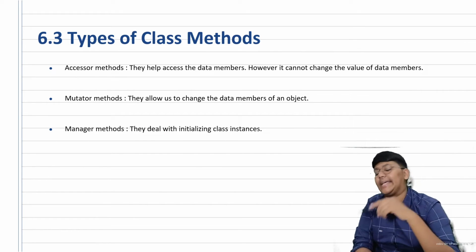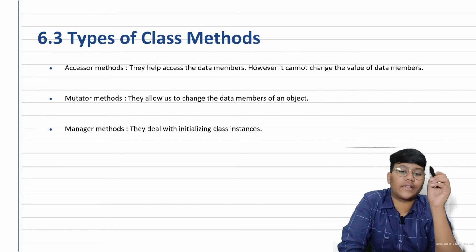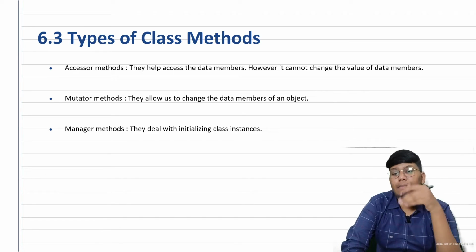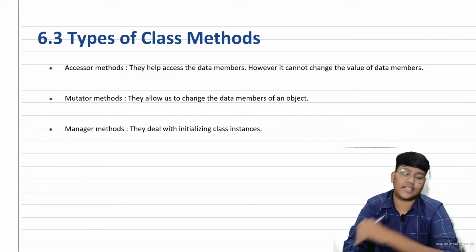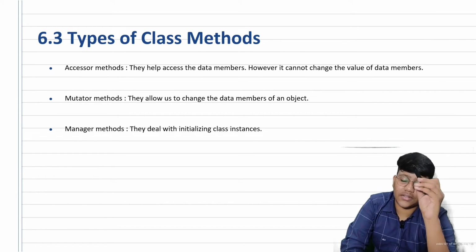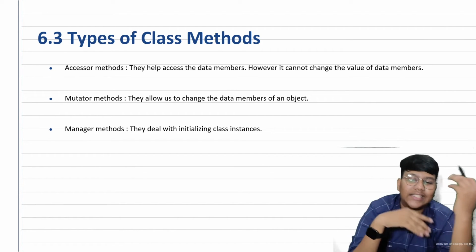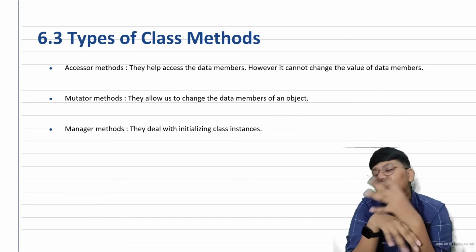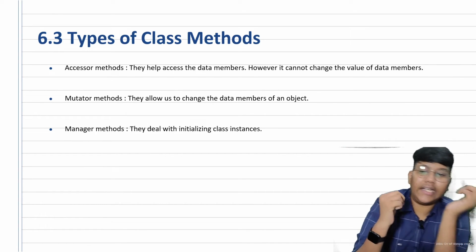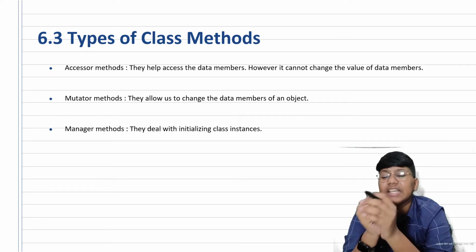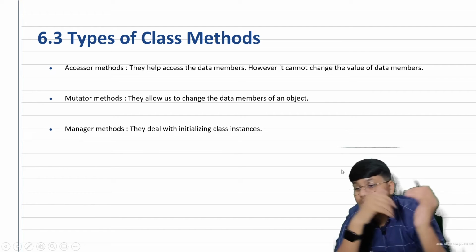Topic number 6.3, types of class methods. Accessor methods help access the data members, however they cannot change the value of data members. Mutator methods allow us to change the data members of an object. Manager methods deal with initializing class instances. We do not mention these in the program. Java does not need to understand that it is an accessor, mutator or manager method. We have just created it so that fellow programmers can understand it. If a group of programmers is working on some project, they can understand it. Accessor methods are declared together, mutator methods together, manager methods together.